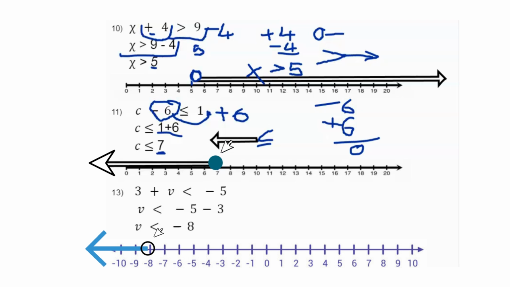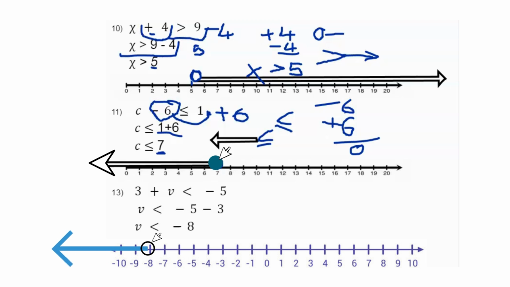Now we're going to do question number 13. If you have any question, or if I'm too fast or you're confused anywhere, please let me know. Remember please, if it has a double sign like this, it has to be a closed circle. Please don't forget that.